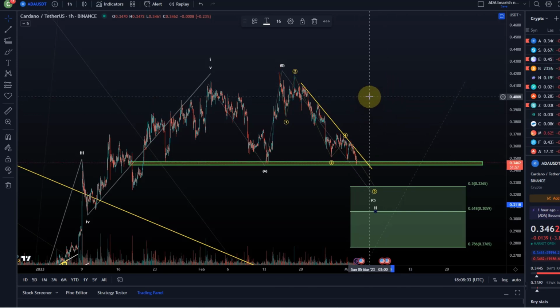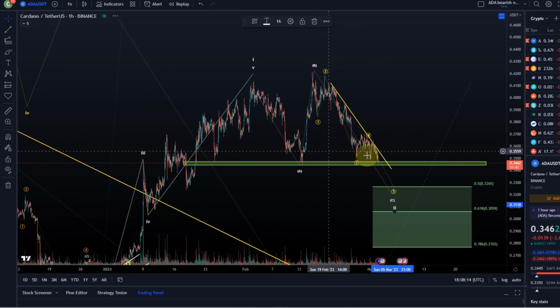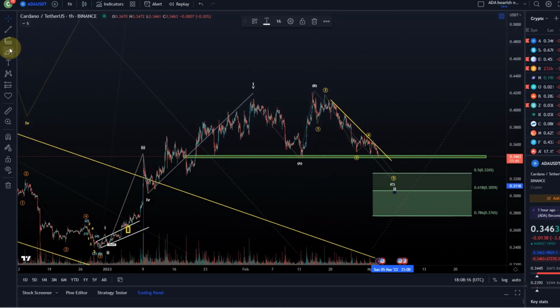Then, of course, in a different scenario. But for now, it doesn't really look like it, because it doesn't make the impression of getting a bounce here. We tried that here. Failed. So first of all, let's look at the count, then we zoom in.